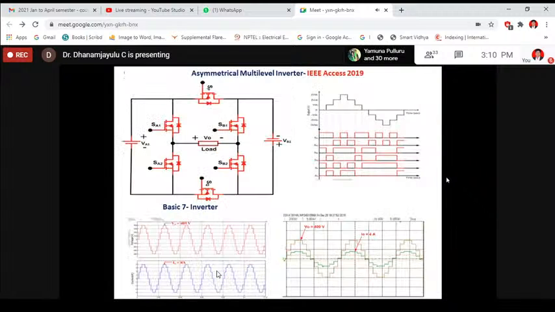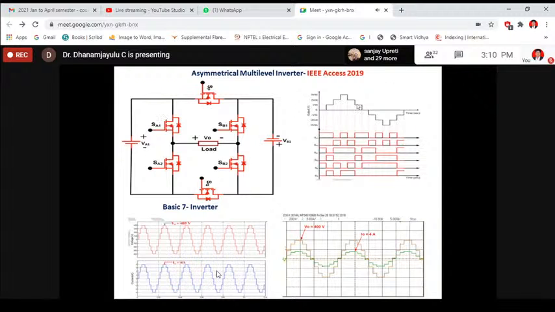And again, I have proposed a symmetrical multi-level inverter. It has been published in IEEE Access. And see that this is one of the structures. This is a basic structure. It will operate in asymmetrical mode. This proposed inverter consists of 6 switches and 2 DC sources. We are able to generate 7 levels.